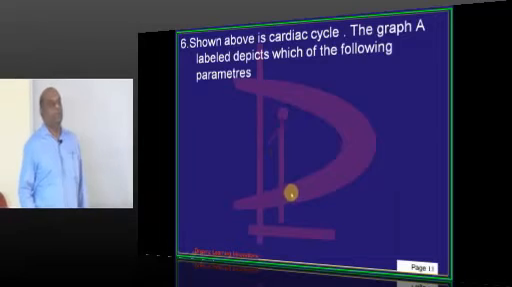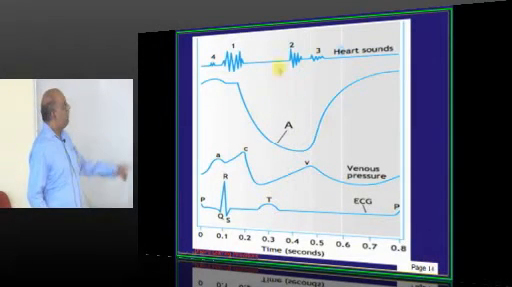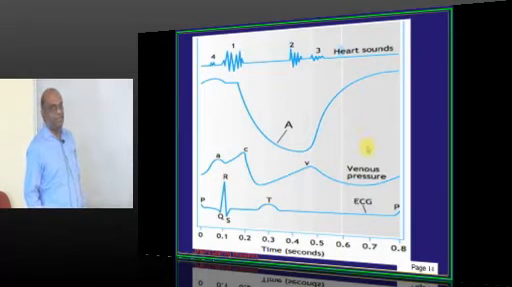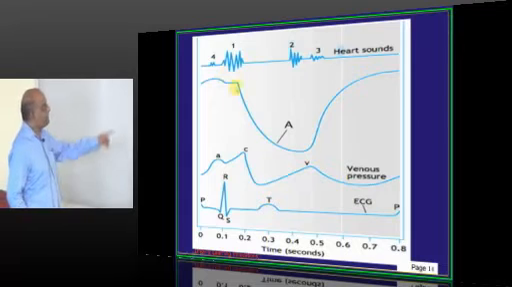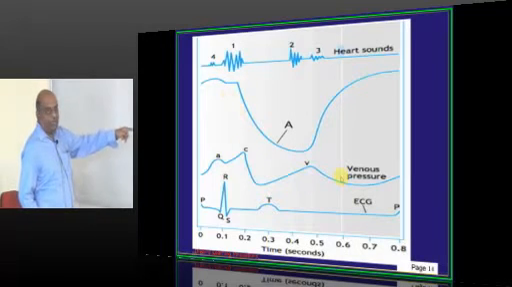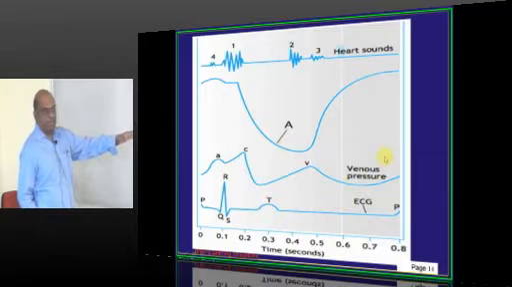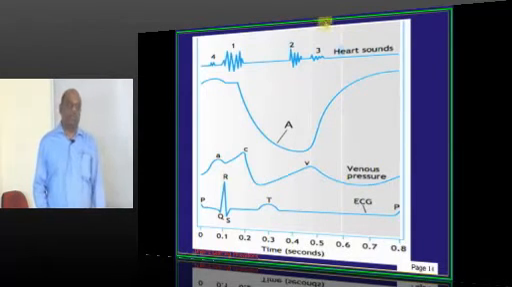Now you have been shown a cardiac cycle. What is this parameter which is falling and then rising? Most likely it is the left ventricular volume. At the time of systole, the volume will fall down. At the time of diastole, it will increase. And that is how it is in sync with the heart sounds.